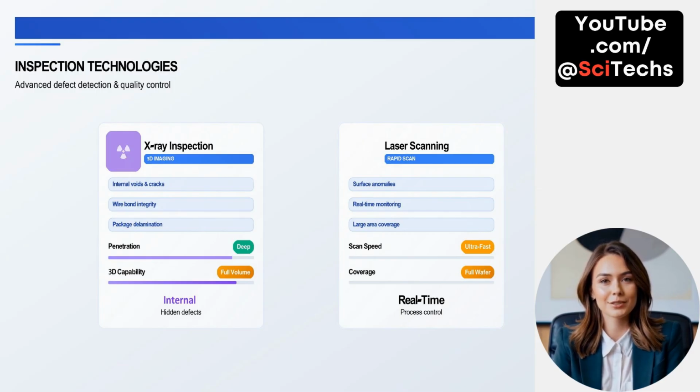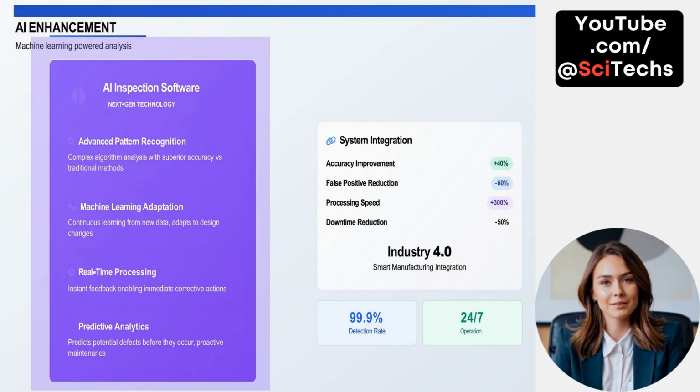Laser scanning excels in detecting surface-level defects and ensuring consistent quality across large areas, enabling real-time process adjustments and reducing yield loss. AI enhancement. AI-enhanced inspection software brings machine learning and next-generation technology to semiconductor manufacturing, transforming how defects are detected and processes are optimized.